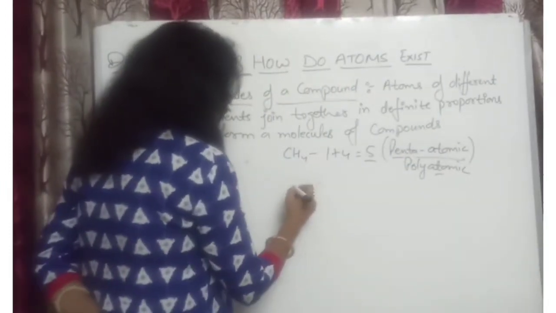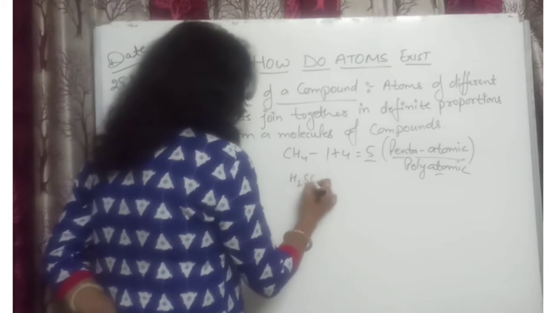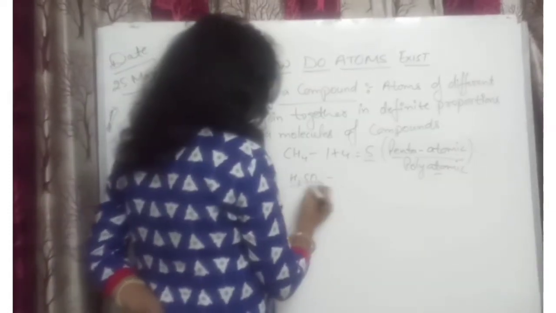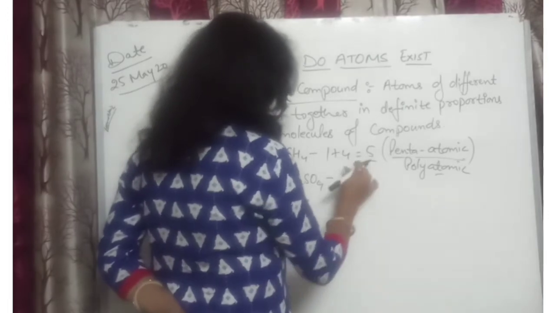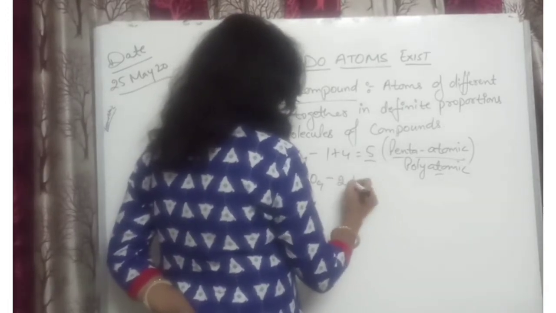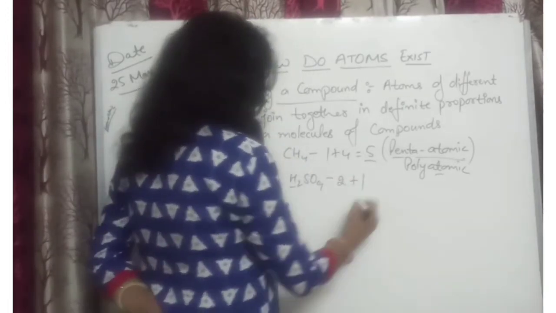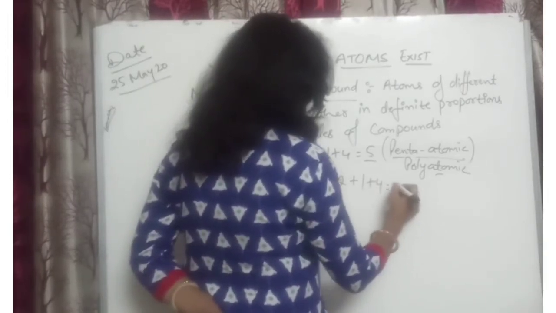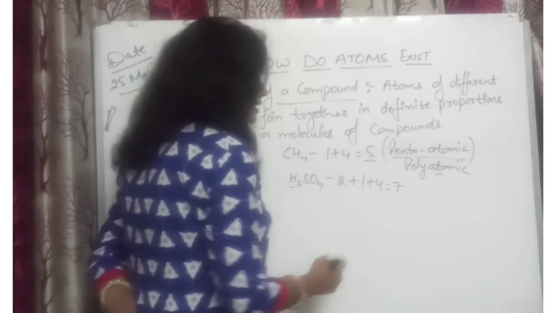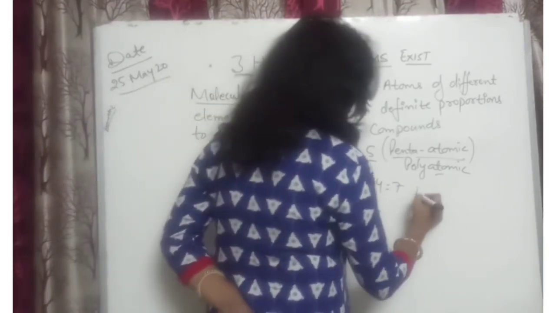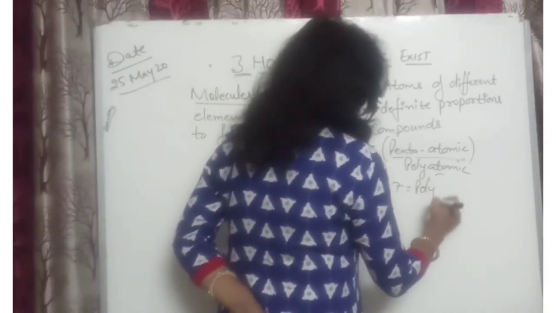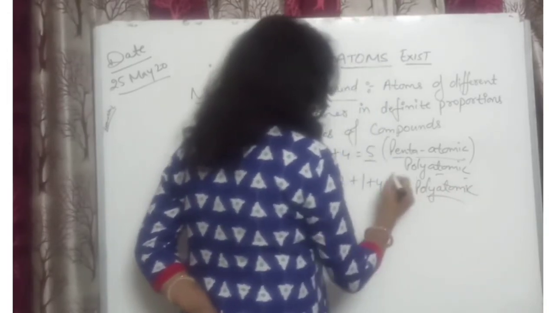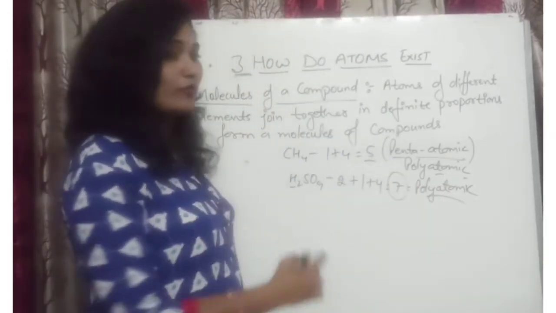Okay. Now if we take another example, H2SO4. This is one molecule of sulfuric acid that consists of 2 atoms of hydrogen, 1 atom of sulfur and 4 atoms of oxygen. So here 7 atoms are there. So it is septatomic, or it is known as polyatomic, and the atomicity is 7. 7 is the atomicity of this compound.